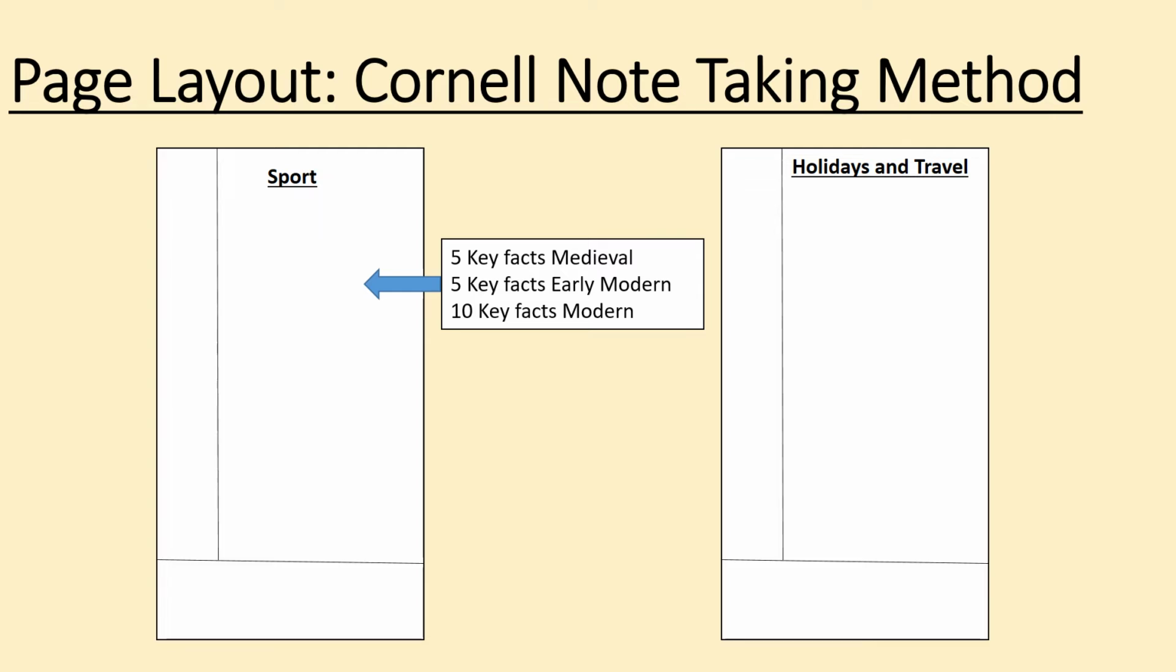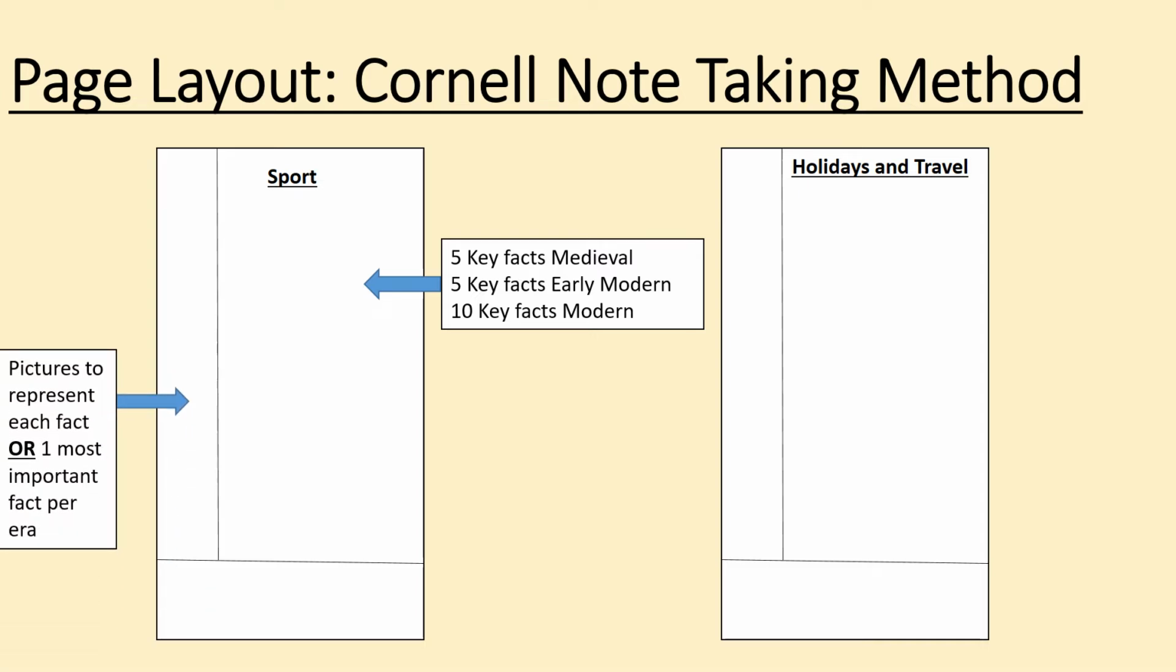Then, corresponding with your key facts, on the left, you need to do pictures to represent each fact. Or if you know categorically the pictures do not work for you, you can do the most important fact per era. So you would have 3 bullet points down that left-hand side rather than 20 little pictures. It's up to you. Do what you feel best suits you. Or again, you can try it out. You can do pictures on one and one most important fact on the other and see which you remember the best. And then at the bottom, there is a space for a summary of the changes.